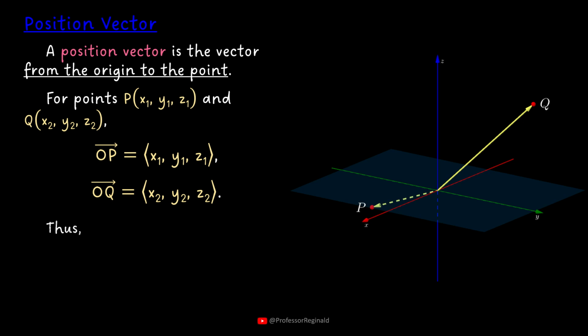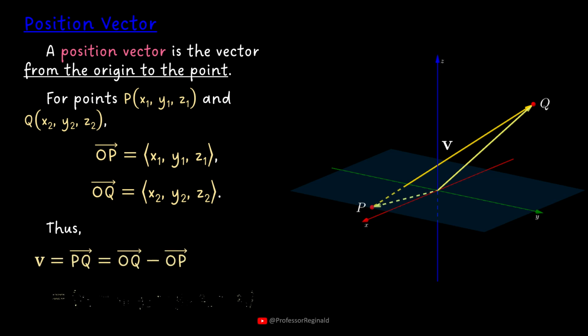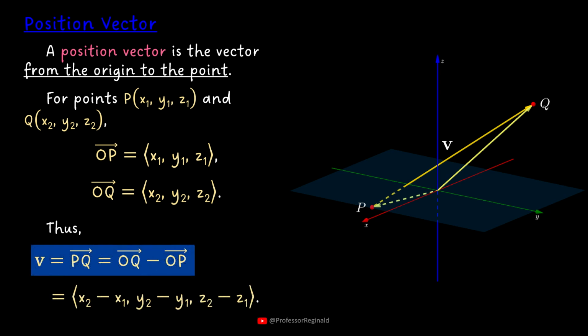Thus, the vector formed from P to Q is equal to the position vector of Q minus the position vector of P. Which is a similar result from the previous page using the initial and terminal points.